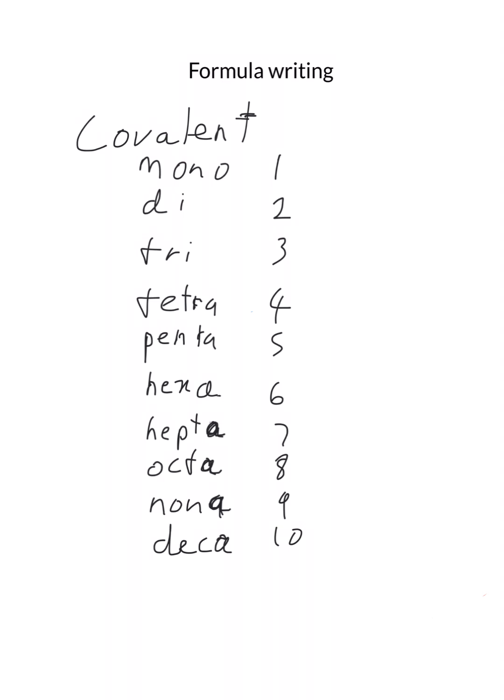So mono is 1, di is 2, tri is 3. You'll notice that everything beyond tri ends with an A. Tetra, penta, hexa, hepta, octa, nona, and deca. We don't need to know anything beyond that for this course. Sometimes we ditch the A when there's 2 vowels together in the name. Sometimes the A gets lost, but there's no real convention to that.